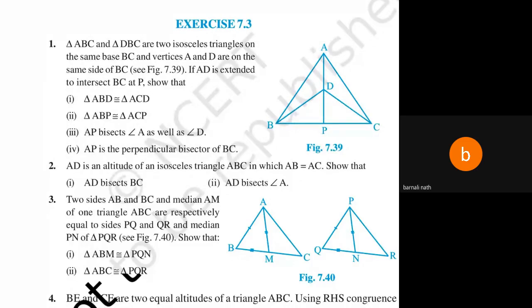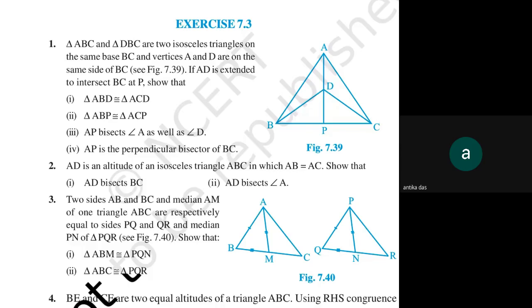Triangle ABC is an isosceles triangle with the base BC. Can anyone say that? So AB and AC are equal. And DBC is an isosceles triangle with the base BC given. Whenever the base BC is given, the remaining two sides are equal. DB and DC are equal in triangle DBC.